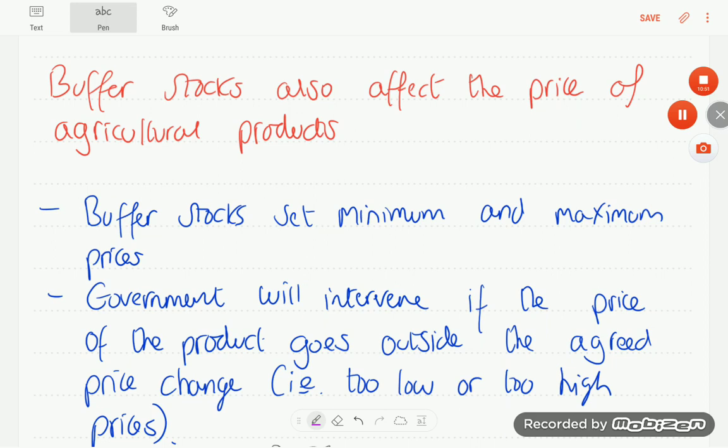Buffer stocks of a product are stored and sold if the price rises above the maximum allowed, as we've just shown. This will increase the supply and shift the supply curve to the right. We've just shown that. The downside of buffer stocks is that they can be difficult to manage effectively and can be expensive. Again, I'll cover this in a separate buffer stock diagram video.